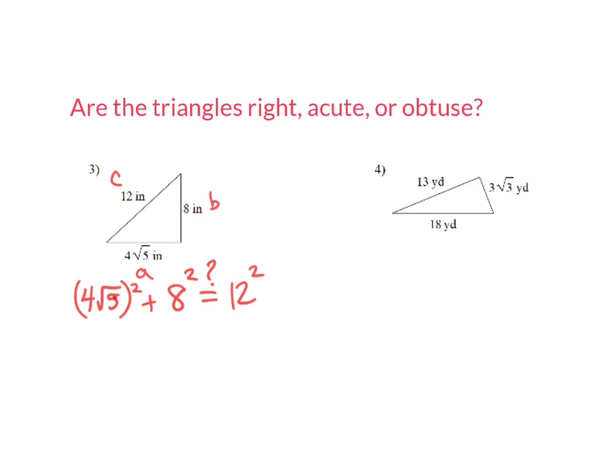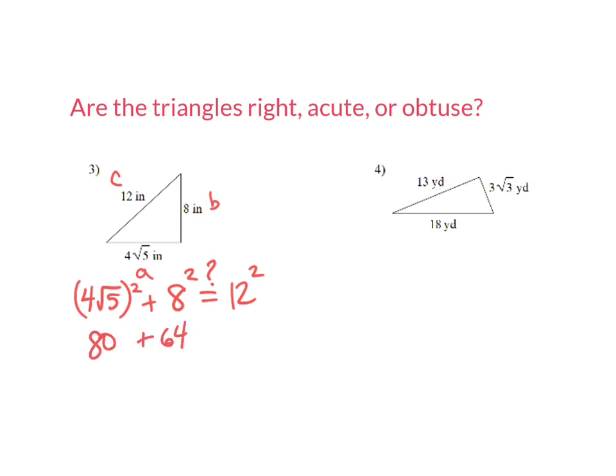Okay, let's talk about squaring this 4 root 5. I don't know that this happens very often, so I'm not sure you remember how to do that, but ultimately you're going to square both parts of this. You square the 4, that's 16, and then you square the square root. The squaring and square root cancel each other out, so you end up with 16 times 5. That's 80.